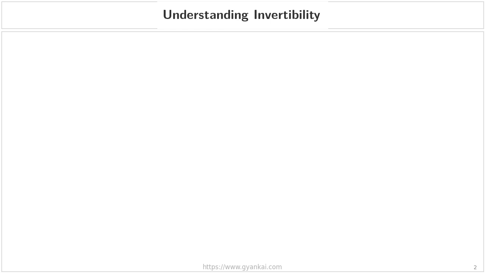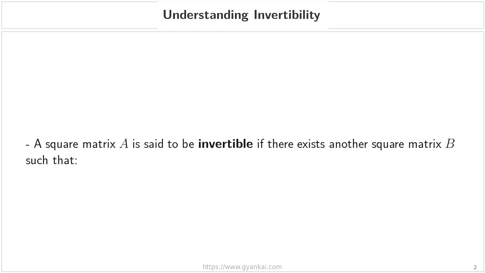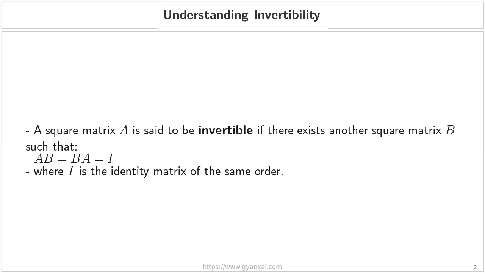Understanding invertibility. Now that we know we have the tools to find an inverse, we need to define exactly what it means for a matrix to be invertible. Think of a square matrix A. We say that matrix A is invertible if we can find another square matrix, let's call it B, that acts as its perfect partner. Specifically, this partner must satisfy a very particular condition. When you multiply A and B together, the result is A times B equals B times A, which both equal the identity matrix. And remember, this identity matrix must be of the same order as our original matrix.